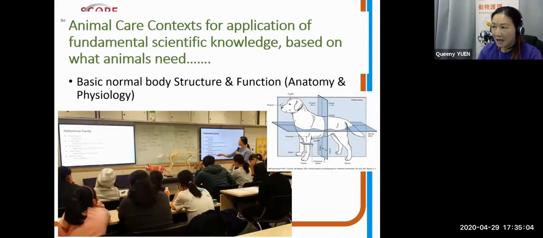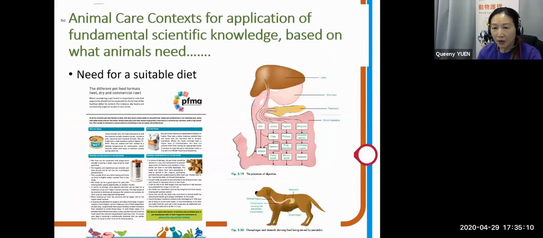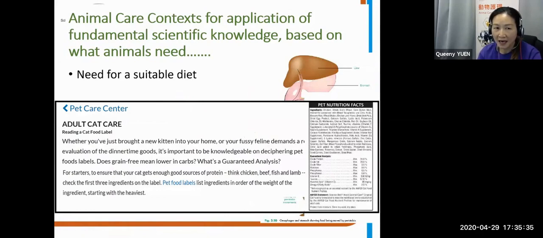Students will learn about anatomy and physiology in using veterinary terminology. The practical contexts of animal care gives you are based on the important needs of animals in order to live good lives. For example, the need for a suitable diet. It's one of those needs. This need provides a practical context for students to learn about the digestive system and the nutrition of dogs and cats.